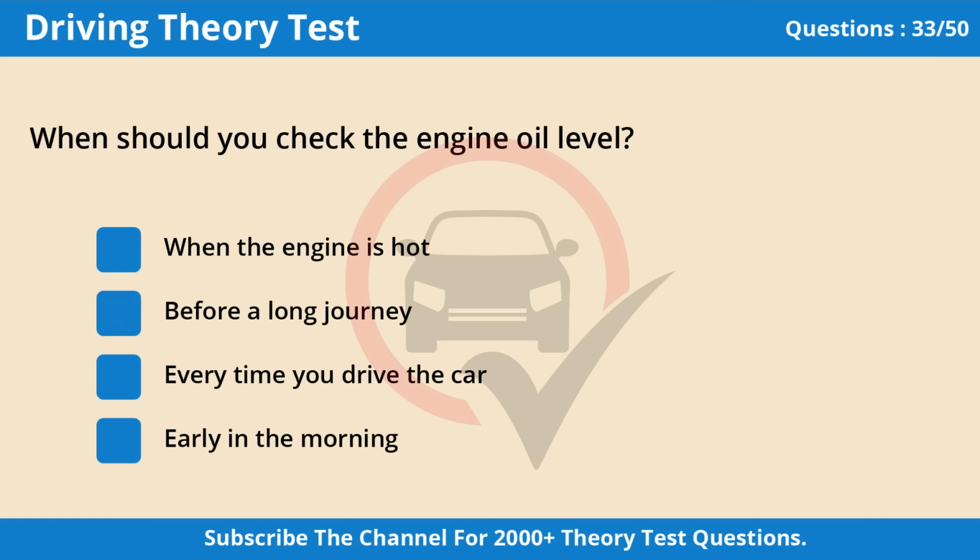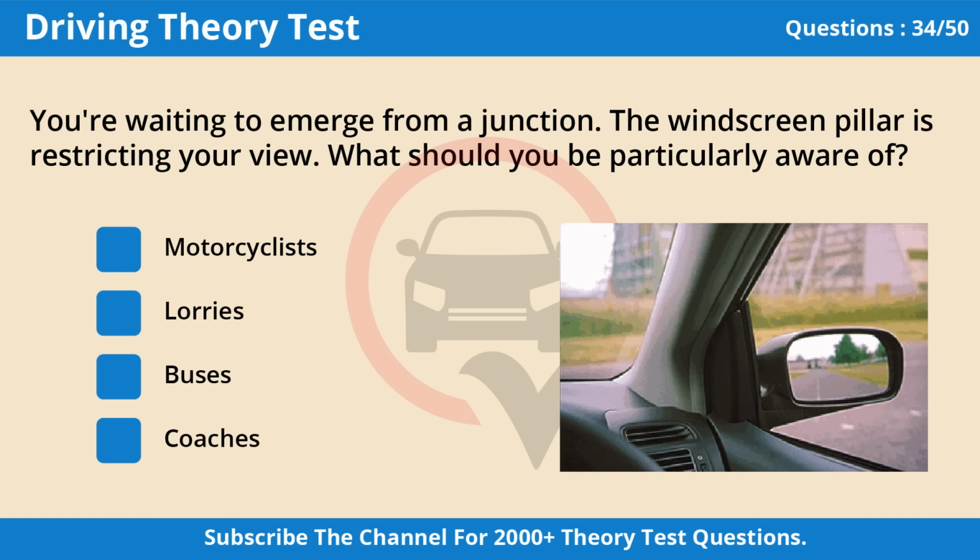B. Before a long journey. Question 34. You're waiting to emerge from a junction. The windscreen pillar is restricting your view. What should you be particularly aware of? A. Motorcyclists. B. Lorries. C. Buses. D. Coaches.